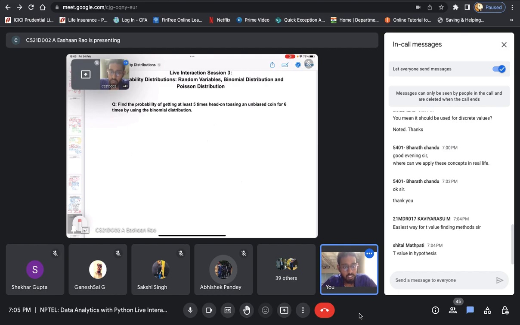P-value, hypothesis. I have no idea what the shortcut method they are having. We will discuss, maybe we can discuss at the end of the class.